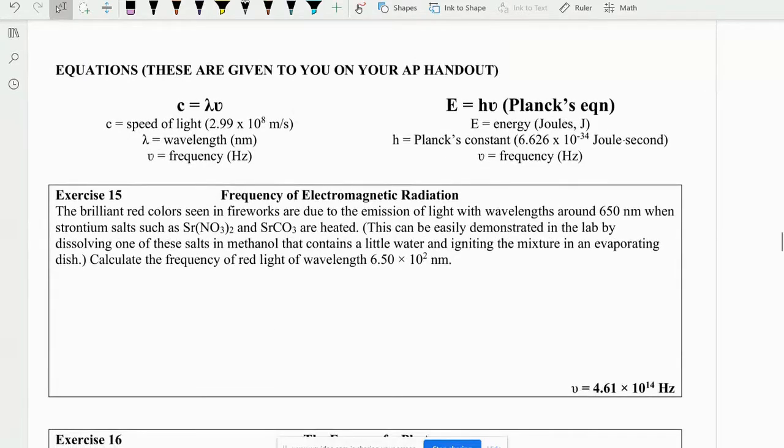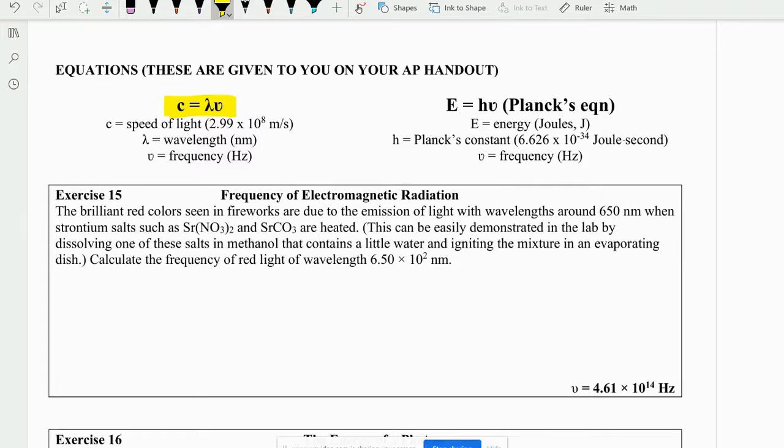So before we move on, let's just talk about the two equations. You have the speed of light equals wavelength times frequency. We know the speed of light. That is something we do know. So oftentimes with this equation, you'll either be asked to solve for wavelength or frequency. So you'll need to manipulate the equation to arrive and solve for the correct variable that's being asked for.